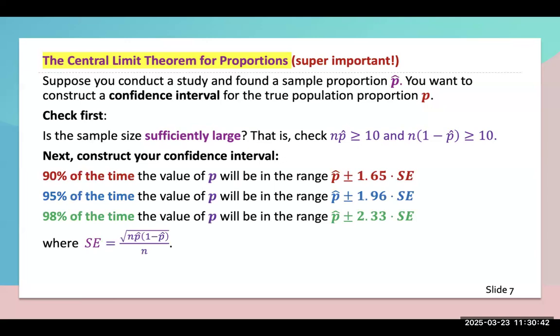Now we're going to construct our confidence interval. 90% of the time, the value of the true P will be within the range P hat plus or minus 1.65 times the standard error.